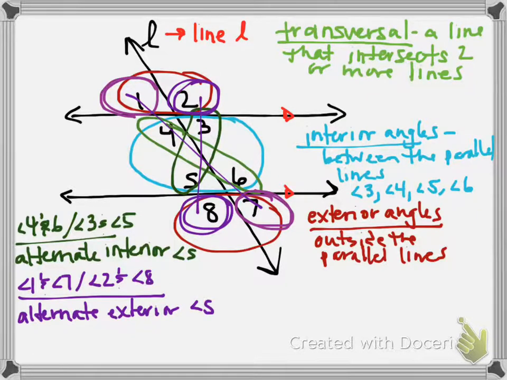So we have alternate exterior angles. Okay. Now here comes the fun one. And we have a lot of these. We have groups of angles that are in the same position on the parallel lines, but one's at the top and one's at the bottom. So angle 2 matches to angle 6. Angle 1 matches to angle 5.